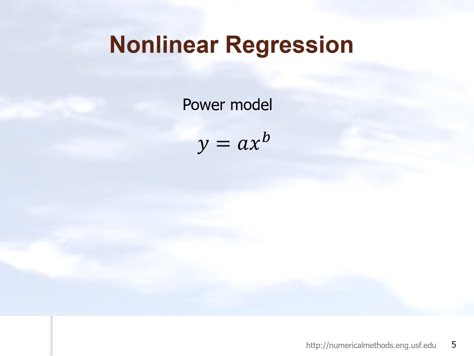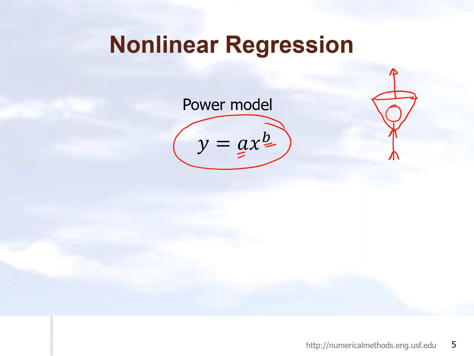Let's look at another nonlinear regression model. It's called the power model. And here again, A and B are the two constants of the regression model. A good example of that is a parachutist. You might have seen a parachutist who uses a parachute in order to come down safely.